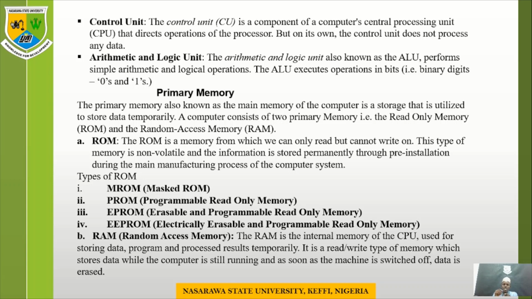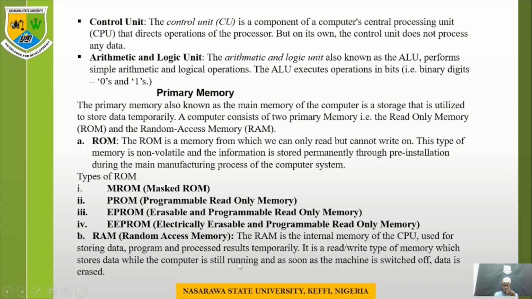It is a read-write type of memory. Just like the ROM, we say you can only read, but you cannot write on it. That is, you cannot modify the content. But in the case of RAM, you can modify the content and you can view the content. That's why they say it's a read-write type of memory. Look at it here: a read-write type of memory, which stores data while the computer is still running.